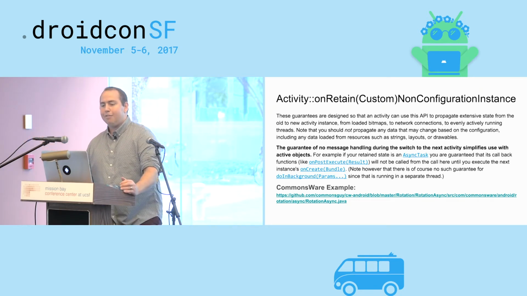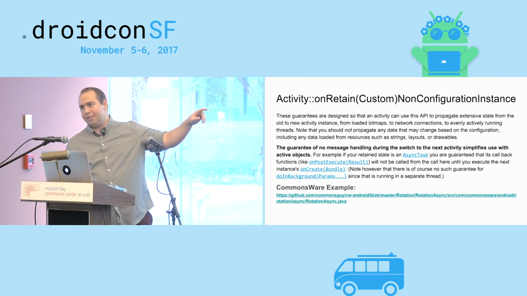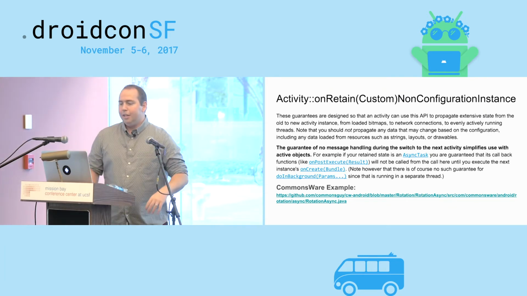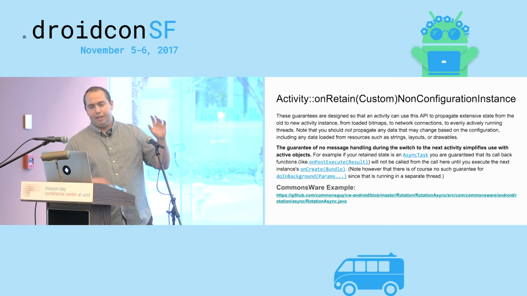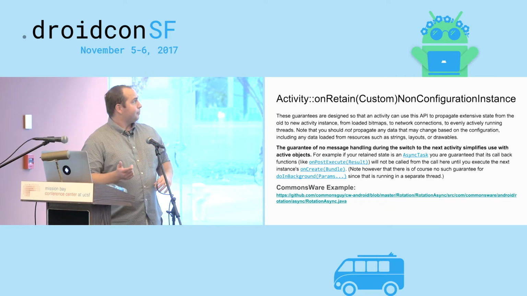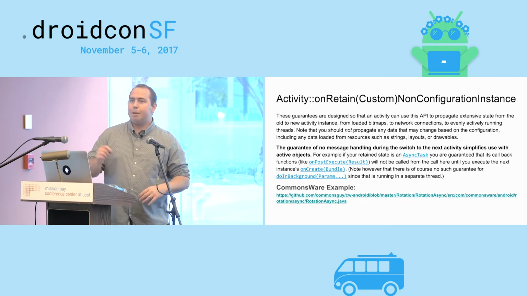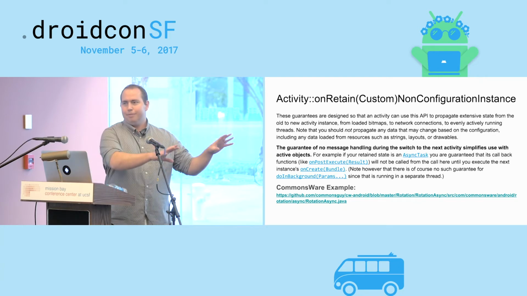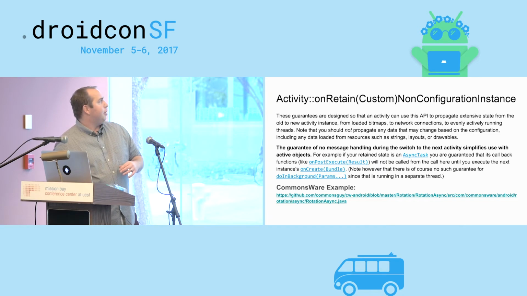And they gave you a handy dandy onRetainCustomNonConfigurationInstance, right? Because they had to rename it something or else it would collide with the activity. So the custom one is for support library. The other one is the framework. And fun fact, onRetainNonConfigurationInstance was deprecated, I think in Nougat. So it was deprecated, and then they brought it back in. So this is very important.